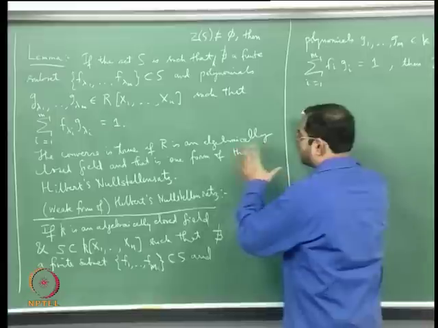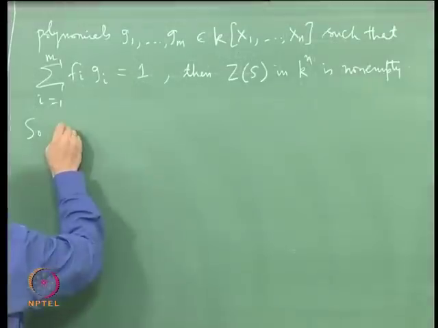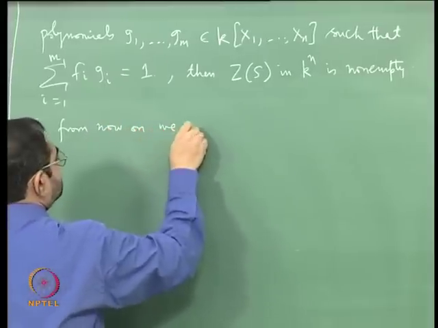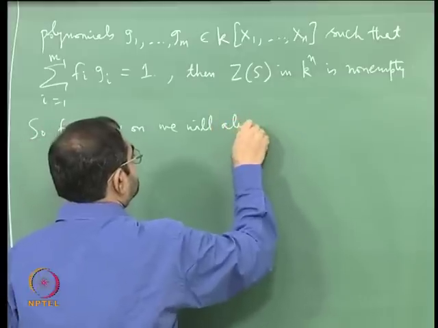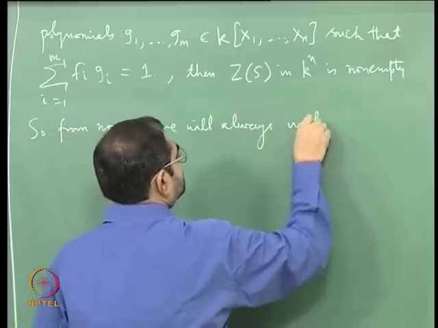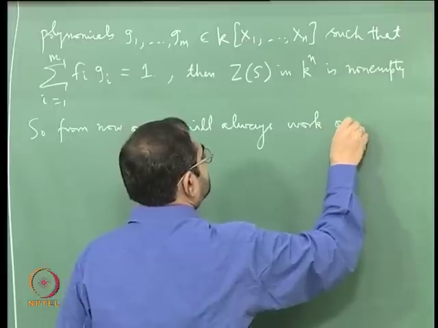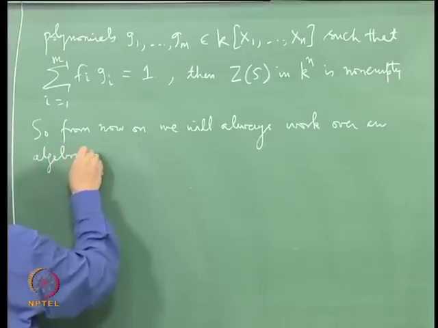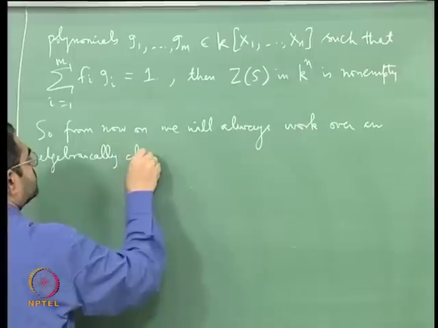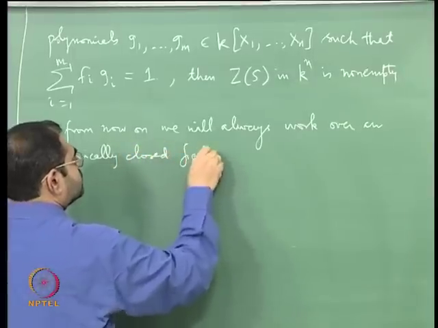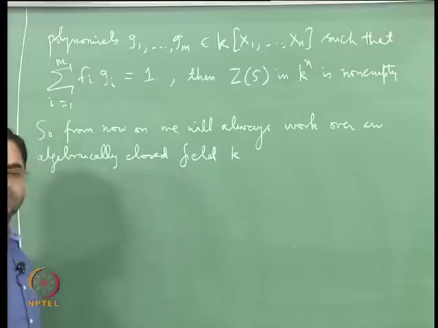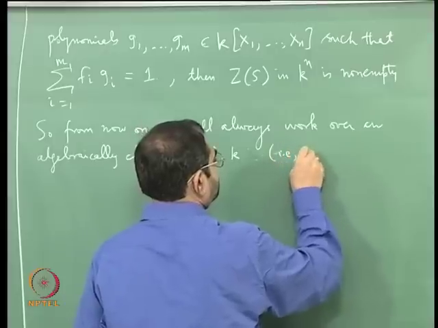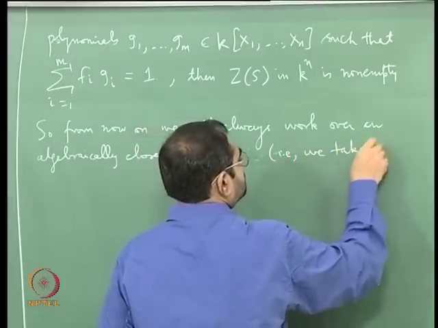Okay, so what we are going to do is, from now on we will always work over an algebraically closed field K. That is, we take R equal to K.